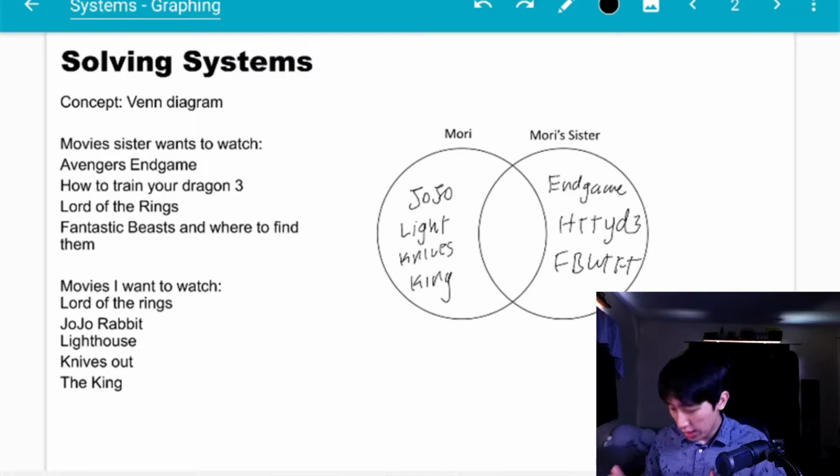Now, both of these lists have Lord of the Rings on them. This overlap here says that not only is it on my sister's list, but it's also on my list. And the only thing that fits that is Lord of the Rings.